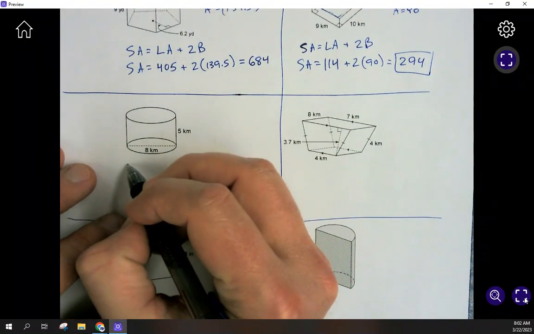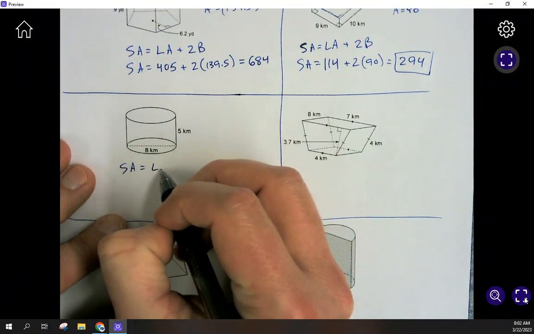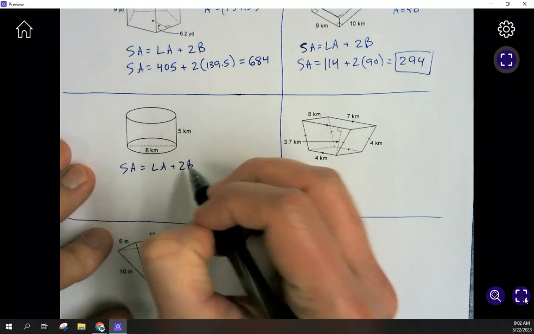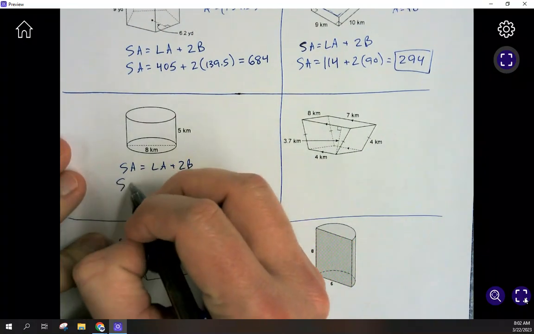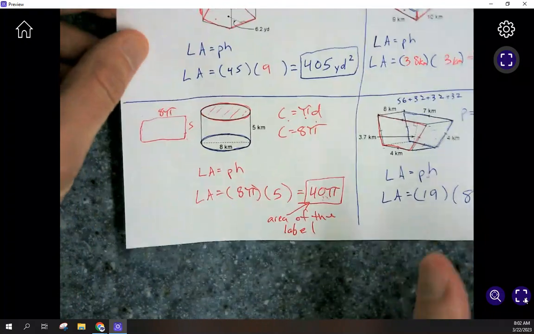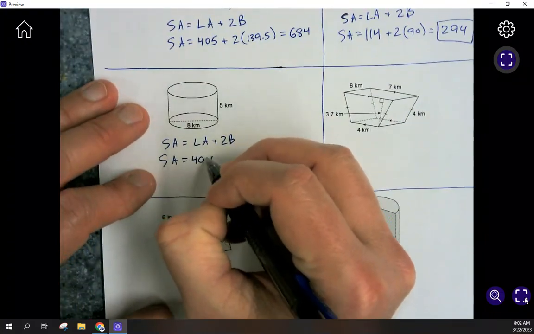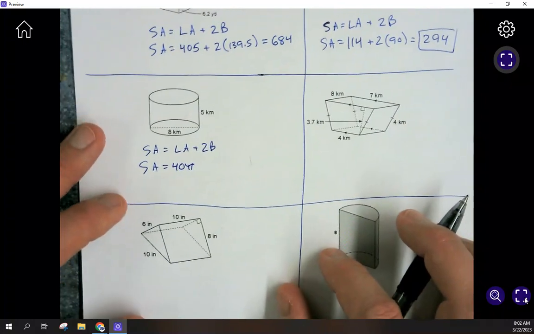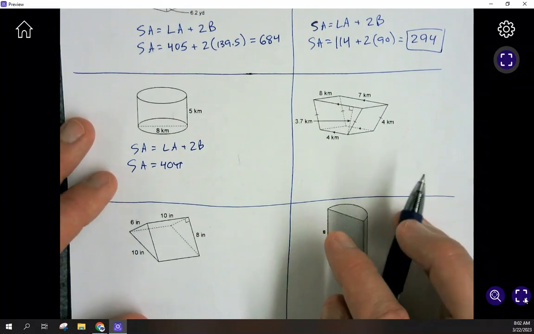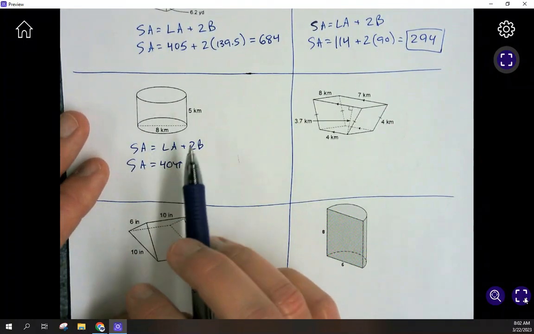All right, going to the cylinder. So surface area equals the lateral area plus the area of two bases. Let's go ahead and grab the lateral area. We did it on the other side. It was 40 pi. That is the area where the label goes. Now we're finding how much material it would take in terms of the metal can.